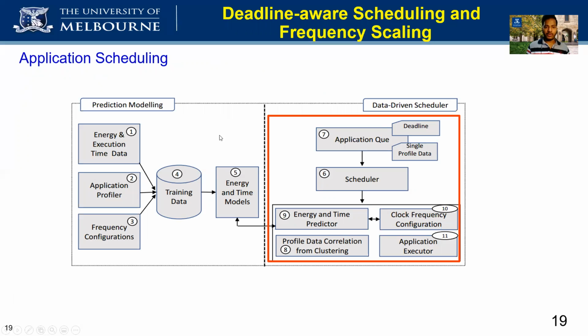Once we build the prediction models, one can use them for different resource management techniques, and we have used it for our scheduling. Our scheduling mainly consists of four components. We built a runtime predictor, which can run inference using the trained models. And once we predict the accurate frequency, we can configure that frequency, then execute our application. We also use clustering to avoid training again and again for different applications that may come in the future. More detail about this is also present in the paper.